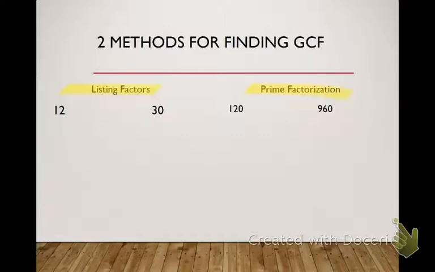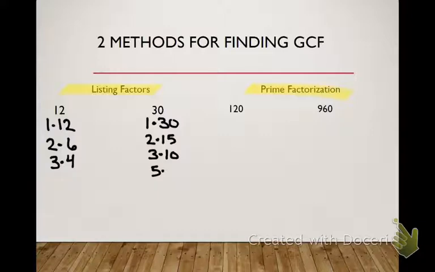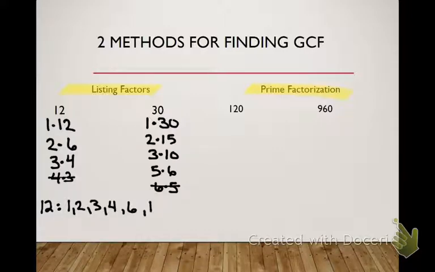So with listing factors, it's exactly what it sounds like. I need to list all of the numbers that can be multiplied together to equal that number, until it repeats. 1 times 30, 2 times 15, 3 times 10, 5 times 6. Of course the next one is 6 times 5, that cancels, and the next one's 4 times 3, so that cancels. As soon as they repeat, I know that I'm done, and I can list my factors. 1, 2, 3, 4, 6, and 12.